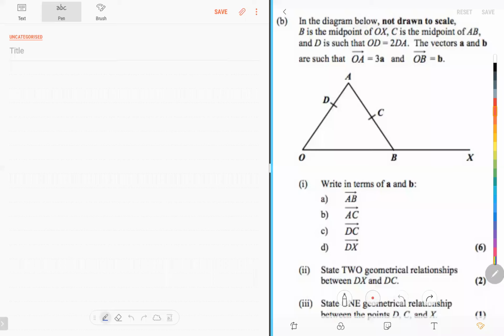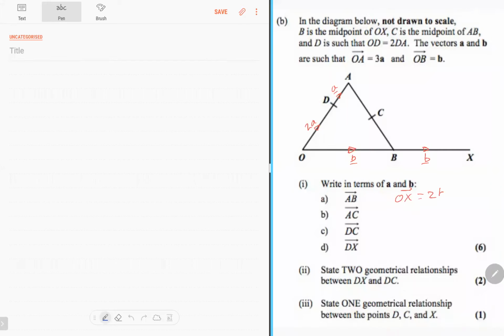So let's clean it up and put on all information based on what they have said. Based on what we have deduced, because this side is 2 to 1, this vector is 2a, this vector here is a, such that the whole thing is 3a. And then this vector right here is b, and because this is the midpoint, this vector also is b. So OX is actually equal to 2b. We can also see that OD is 2a. The more position vectors you know, the better. So we have those to work with. But let's answer the question now.